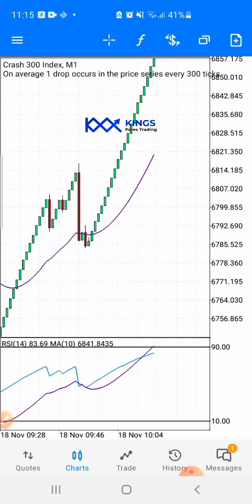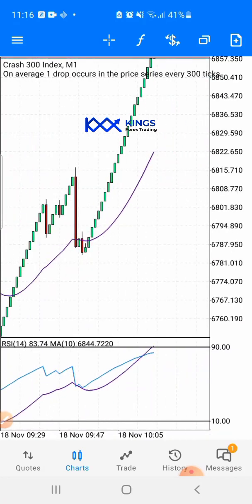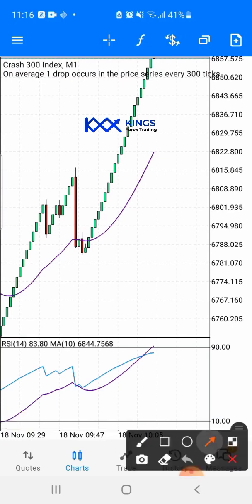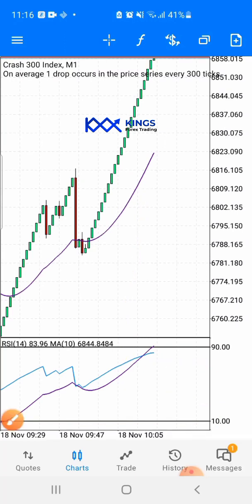Okay, so first of all, we are going to do the setup so that you understand the setup and what I'm using here. So I'm using just 3 indicators right here. One indicator on the main chart, which is moving average. Then I have moving average on the window one, and also RSI. Okay, so the setup is very simple.